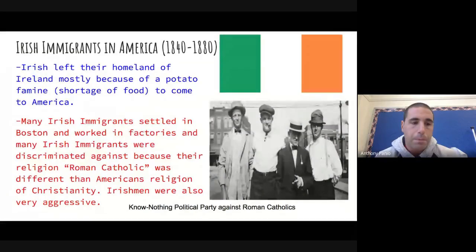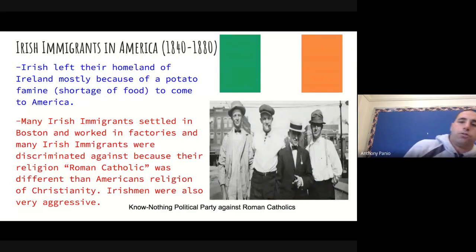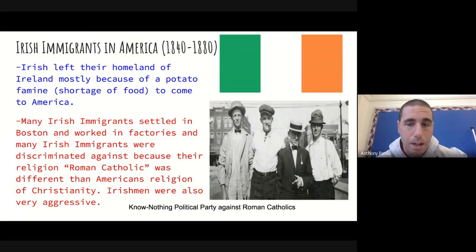Got you. All right. So the Irish left their homeland because of a famine, and when I say there was a shortage of food, there was a virus and a disease that got into the potato crop. Okay, and pretty much the majority of the food the Irish ate came from the potato crop at the time. So when a virus got into the potato crop, it basically stopped all of the potatoes from being grown, and any potatoes that were grown weren't edible. So people in Ireland literally went starving, so they needed to get out of there to survive.